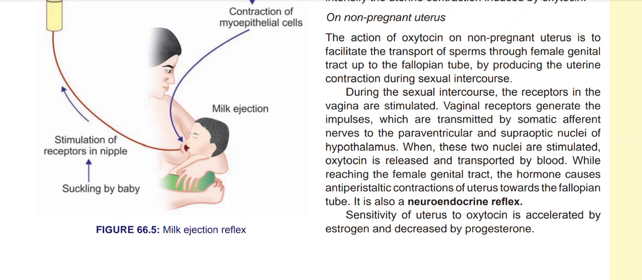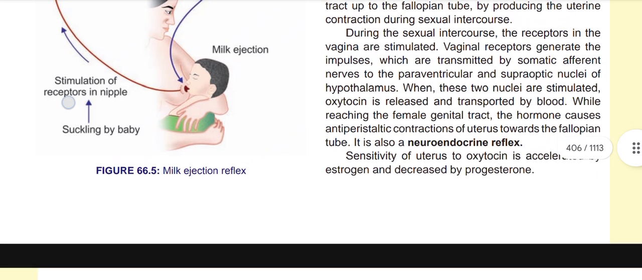And during the sexual intercourse, the receptors in the vagina are stimulated, and the vaginal receptors generate the impulse, which are transmitted by somatic afferent nerves to the paraventricular and supraoptic nuclei of the hypothalamus. When these two nuclei are stimulated, oxytocin is released and transported by blood while reaching to a female genital tract. The hormone causes anti-peristaltic contraction of uterus towards the fallopian tube. It is also a neuroendocrine reflex.